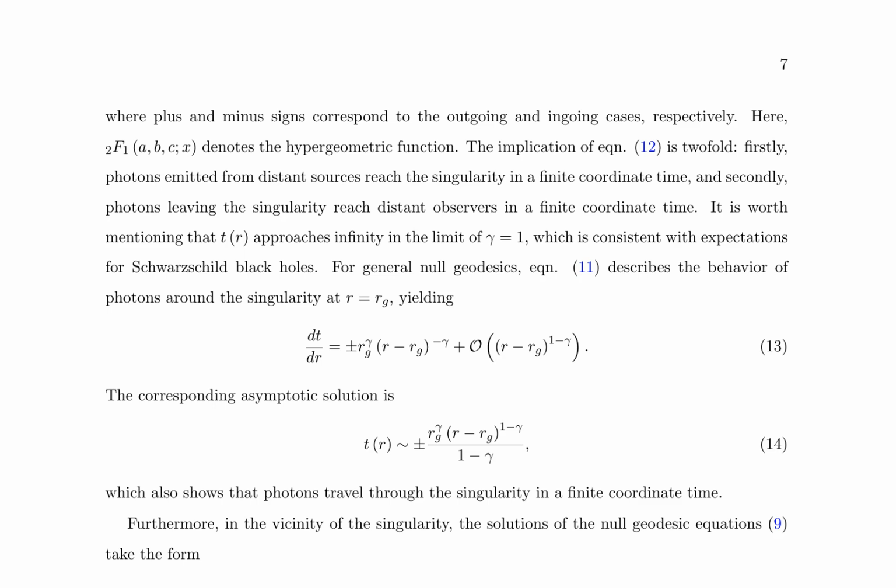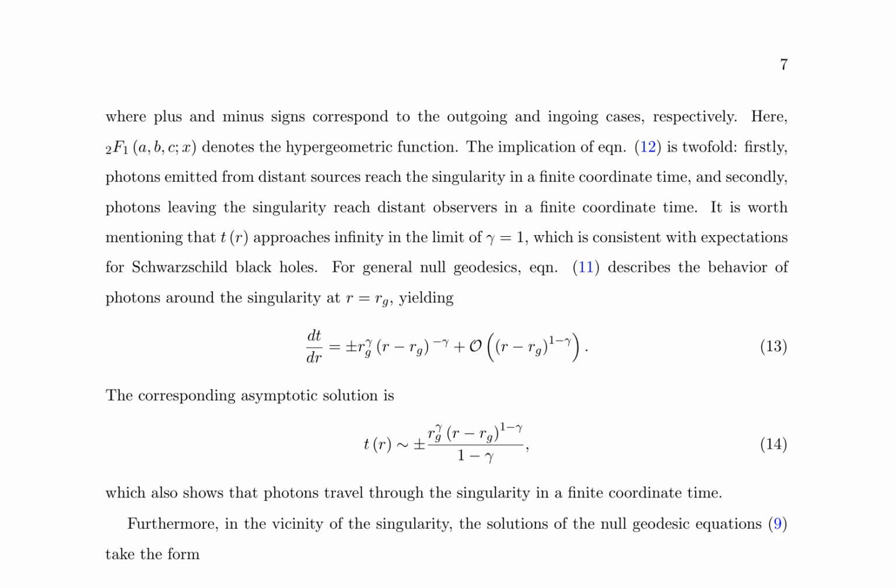For general null geodesics, equation 11 describes the behavior of photons around the singularity at R equals Rg, yielding equation 13, which shows that photons travel through the singularity in a finite coordinate time. The corresponding asymptotic solution is given by equation 14.